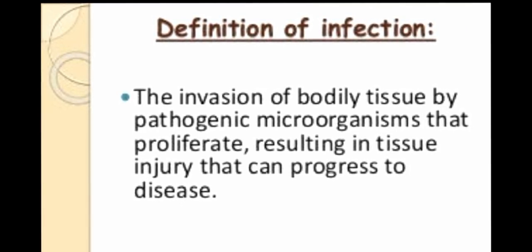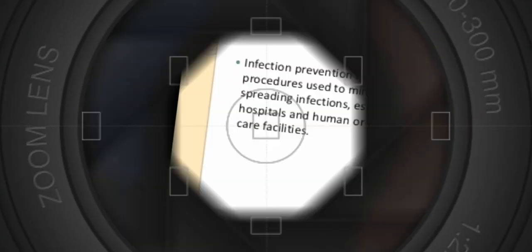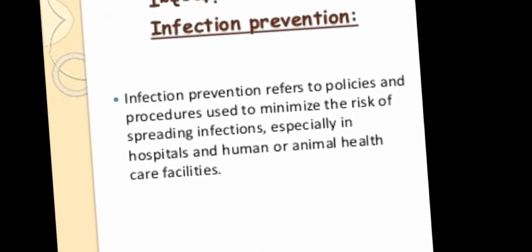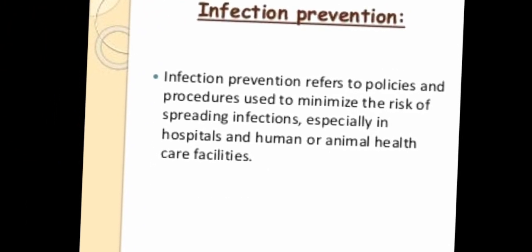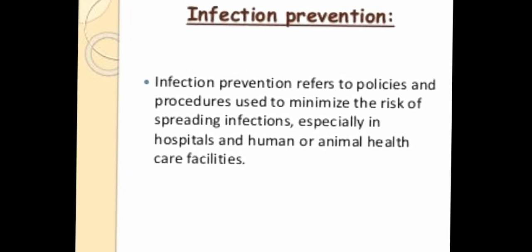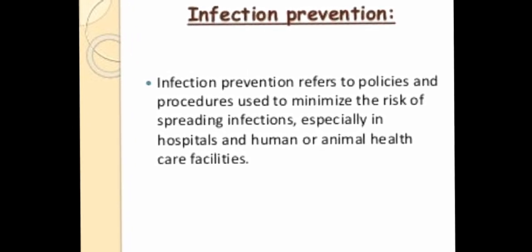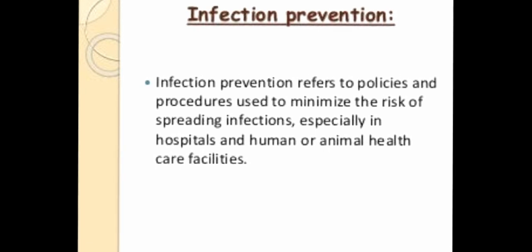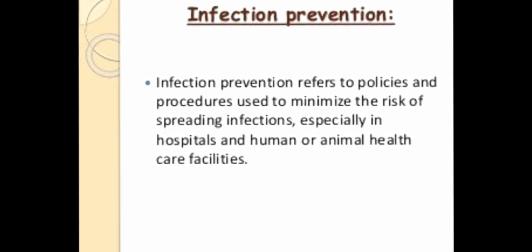This is infection. When something is introduced or proliferates, it means it enters your body. Further, we will see what prevents infection. Infection prevention refers to the policies and procedures used to minimize the risk of spreading infection, especially in hospitals and human or animal health care facilities. So that's how we prevent infection.